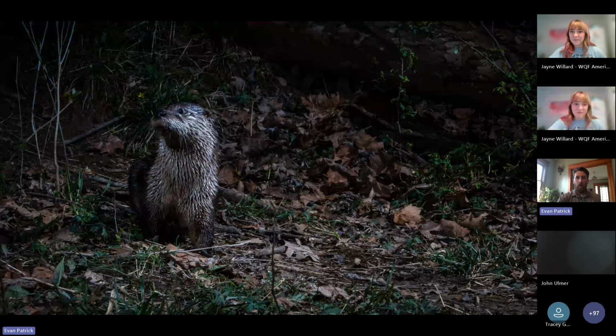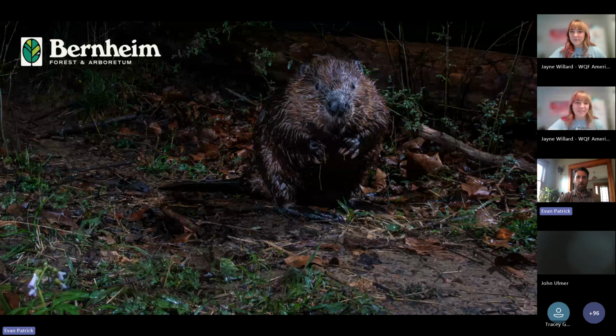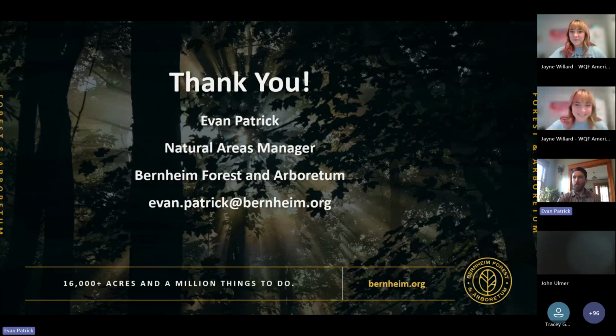The one creature that might rival cuteness and charisma from the beaver is our river otter, which has shown up in almost all of our beaver wetlands. And of course, the star of the show, the beaver itself. So that's it. Thank you, folks.